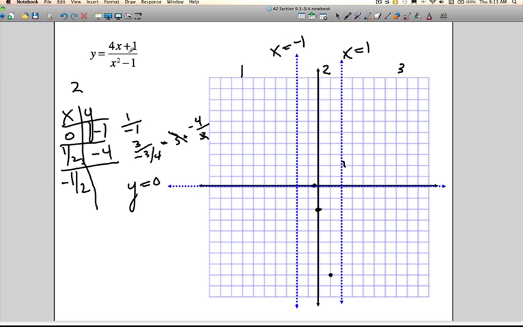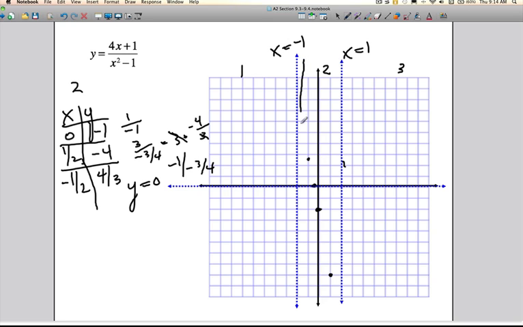And when I have negative 1/2, 4 times negative 1/2 is negative 2, and negative 2 plus 1 is negative 1. And I'm going to get the same denominator. Negative 1/2 squared is also 1/4, and 1/4 minus 1 is negative 3/4. And so this will be 4/3. So 1 and 1/3. So over here, there's 1, and up here would be about 1/3.